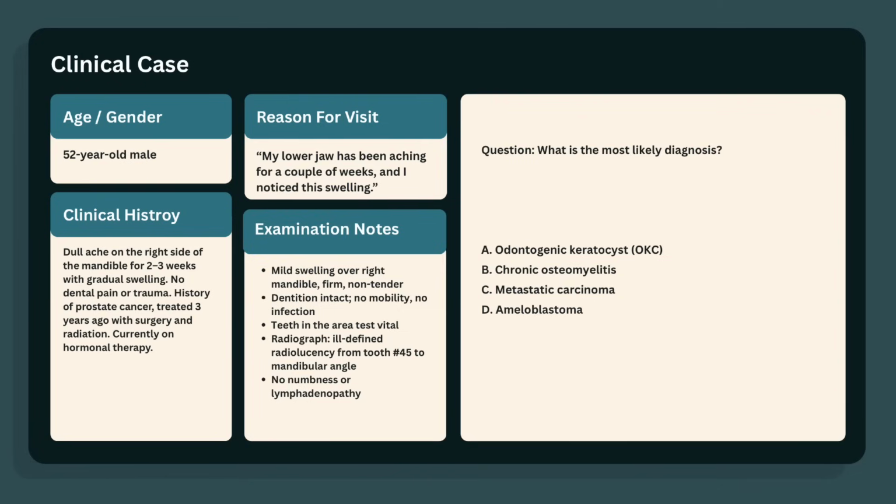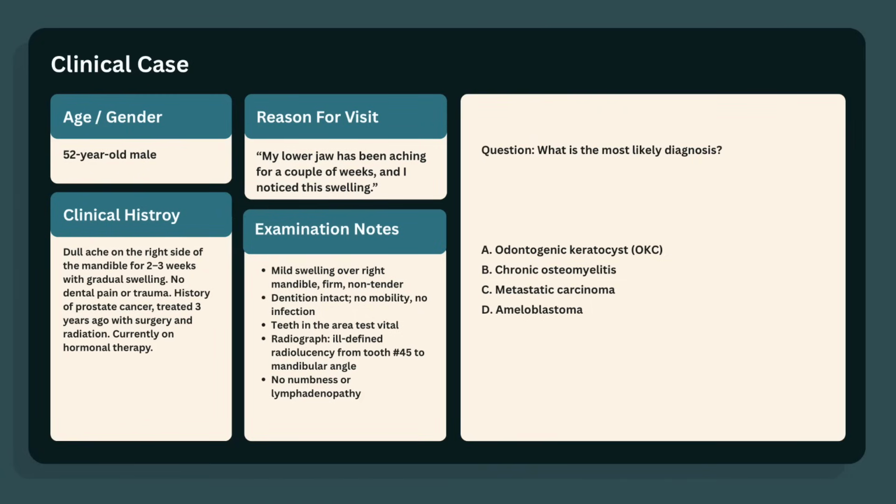We take a pano and it shows this ill-defined radiolucency extending from the distal of tooth 45 back to the angle of the mandible. There's no obvious periosteal reaction, and the cortical borders are kind of fading out. It's not sharply demarcated. All right, so what are we dealing with? Let's go through the options.